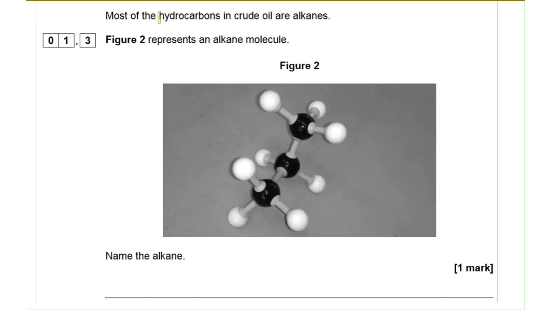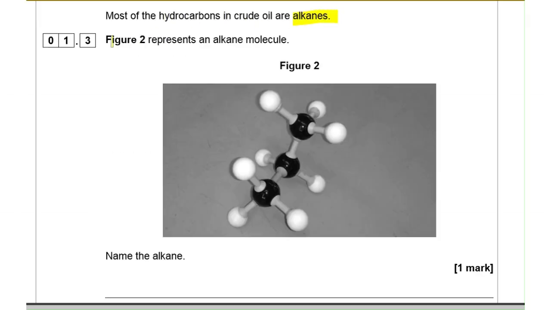Question 1.3. Most of the hydrocarbons in crude oil are alkanes. Figure 2 represents an alkane molecule, and it's one of those molly-mod models that you've probably seen at school. Name the alkane for 1 mark.